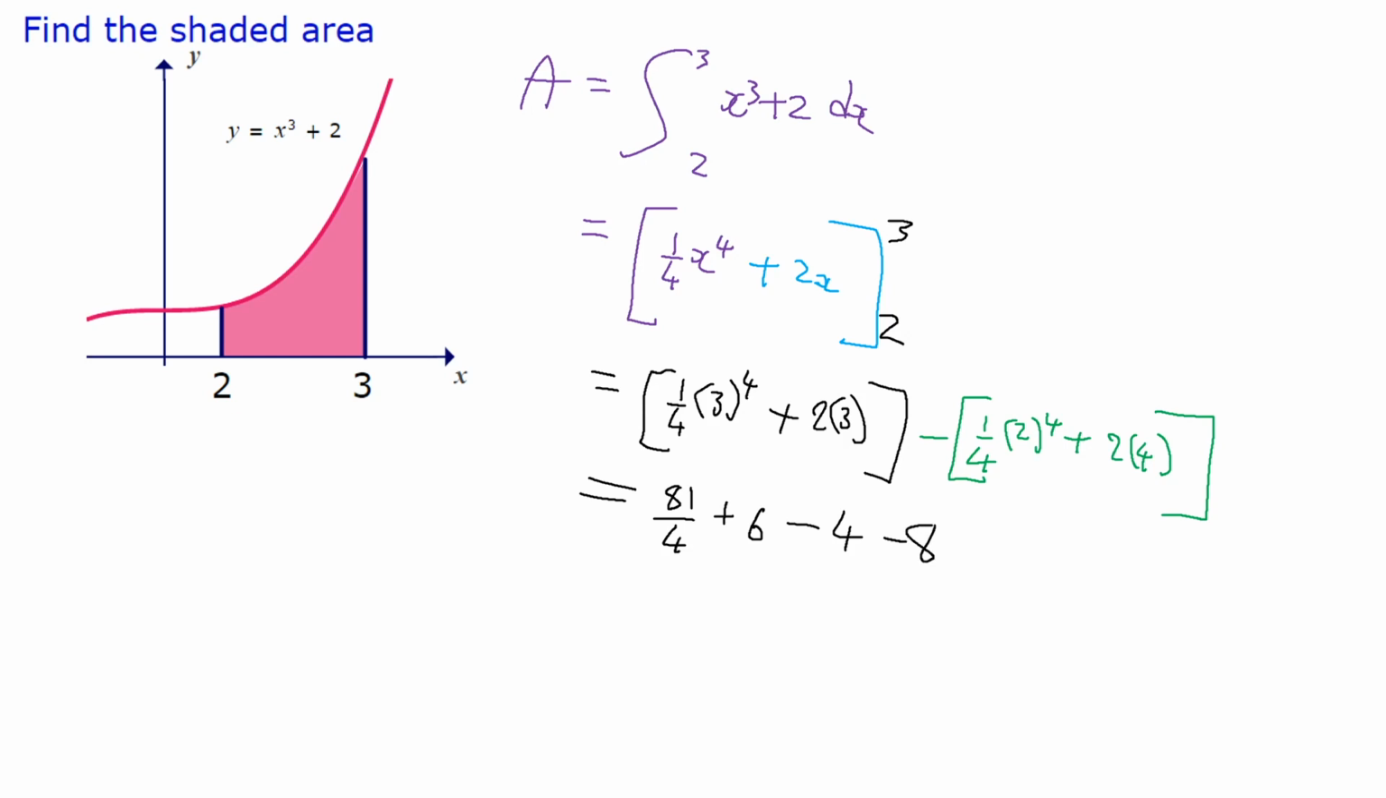Okay? And if we plug that all into our calculators, or if you can do the addition, do it, we should get an answer of 57 over 4. And as you can tell, we didn't need a plus c in this case. If you want to, you can have the plus c, but it's not required.